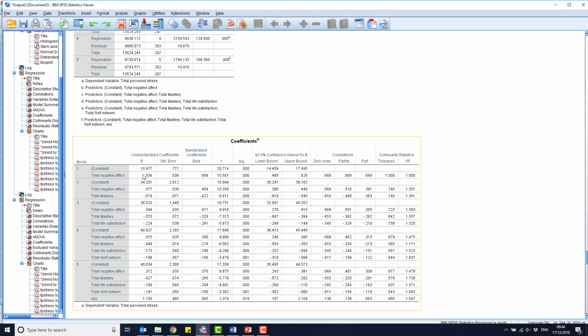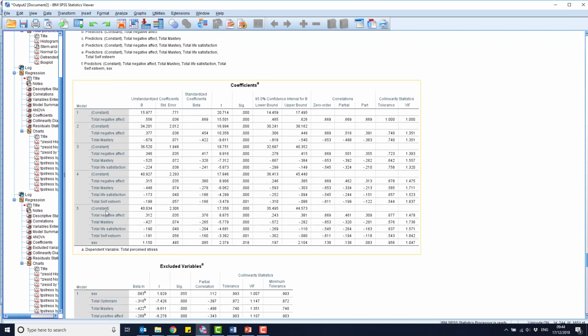You can see originally total negative effect had an unstandardized coefficient of 0.556, but in the second model, where we also included mastery, that's decreased to 0.377. That's the unique amount of variance, the unique relationship accounted for. So there's some overlap between these variables. That's why you would report every step in the model, but you'd probably focus your energies on interpreting this final one.